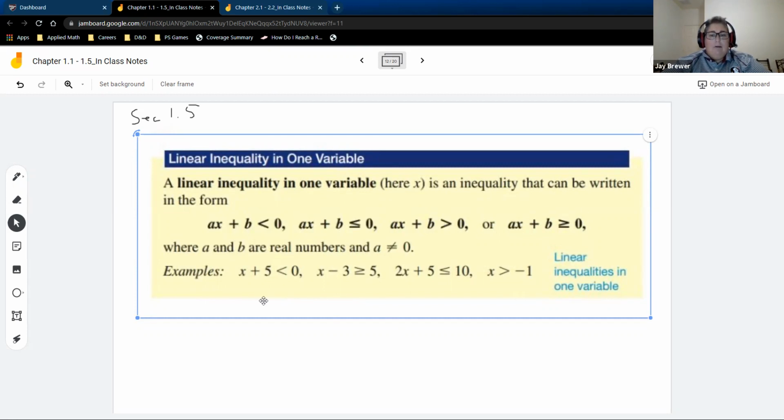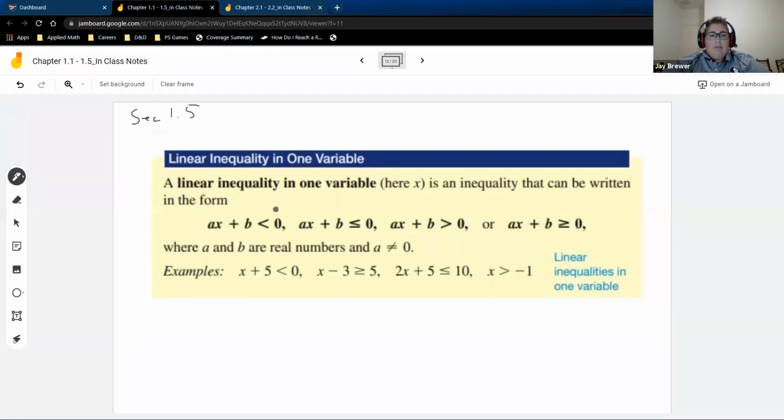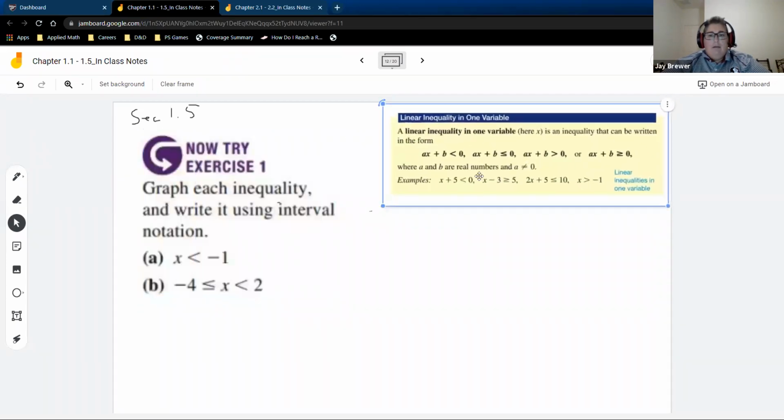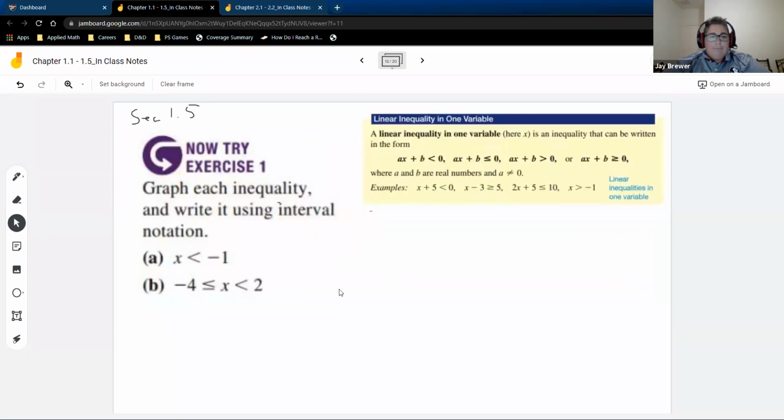This can be any number. I don't know why your textbook likes to do that. I would use a C here because, again, it can be any number. It does not have to be 0. What cannot be 0 is your A. As soon as you were to get X to be gone, in other words 0x, then you no longer have a linear inequality. You just have a regular inequality that could be either true or false. Okay, so you want to have that X value present. And if you need that a little bit longer, you can always just pause the video.